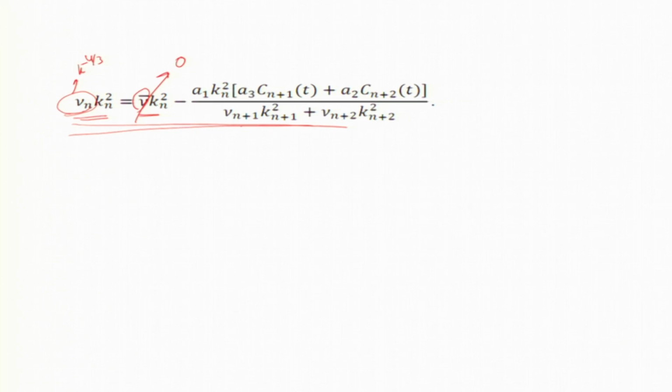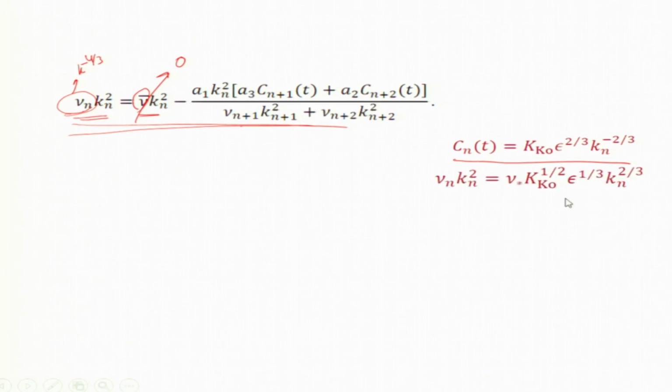So this is where a new idea comes in, called self-consistent closure. So, assume that nu n plus 1 follows something following Kolmogorov theory. So for the correlation function I just replace it with the Kolmogorov spectrum, and for nu n I again use dimensional analysis and I write nu n k n squared as nu star, Kolmogorov constant square root, epsilon to the 1/3, k n to the 2/3. Okay. Nu n is k n to the minus 4/3 multiplied by k n squared, which is k n to the 2/3. Okay.